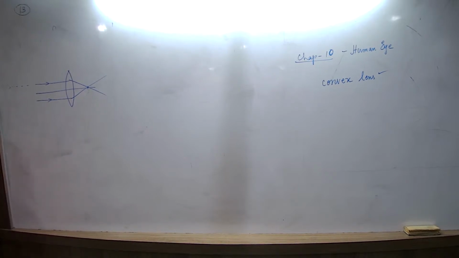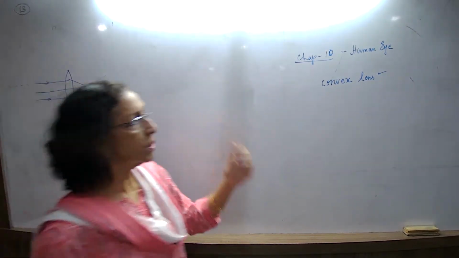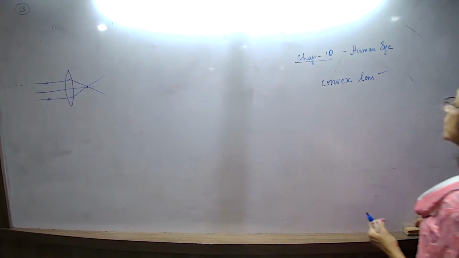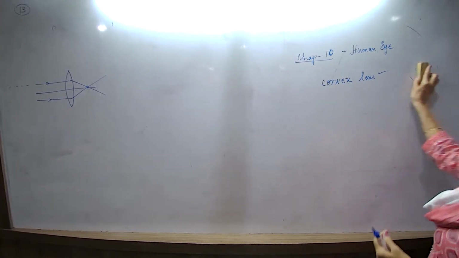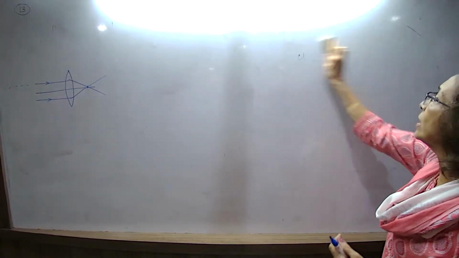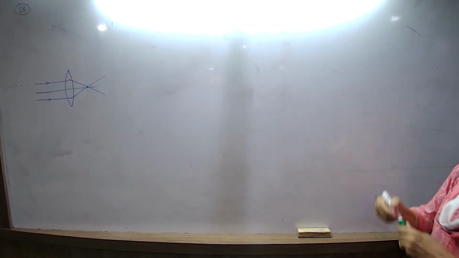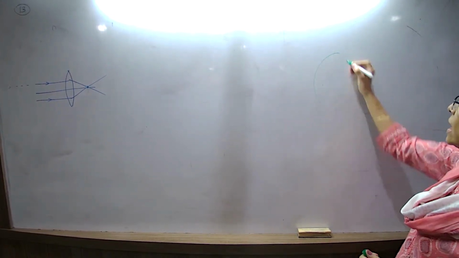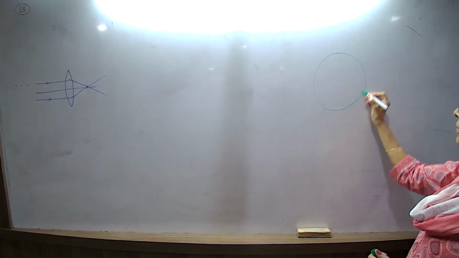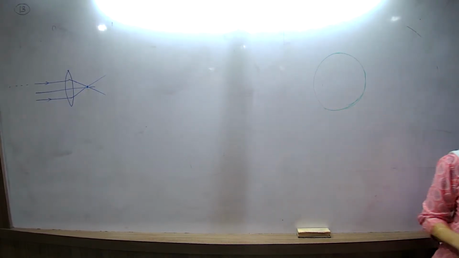Okay, so let's see first of all what is a human eye? Of course, we are using this human eye concept in order to appreciate the presence of a convex lens, which is bringing about such convergence of light. So if you look at the human eye, it's roughly spherical. I'm just drawing a rough figure for you to understand.